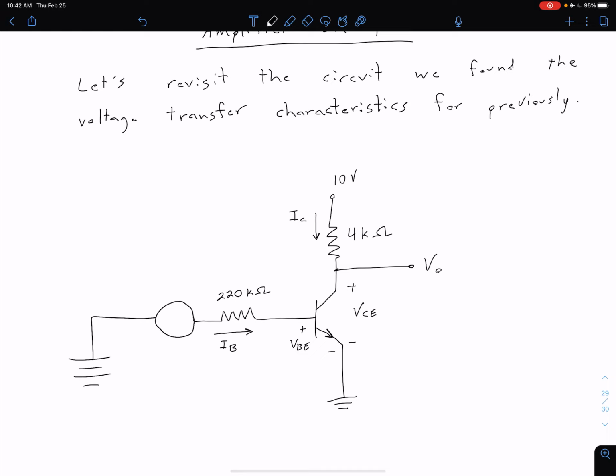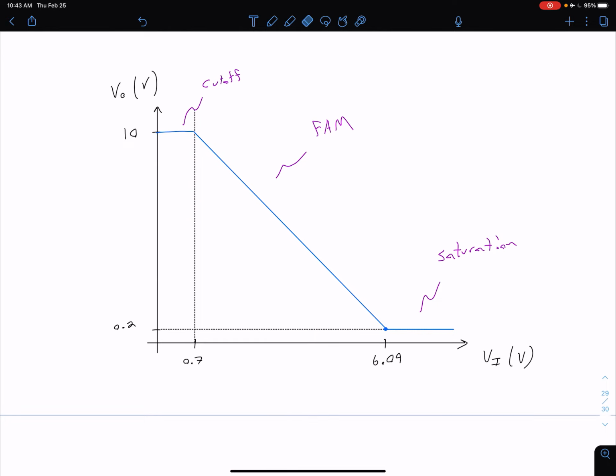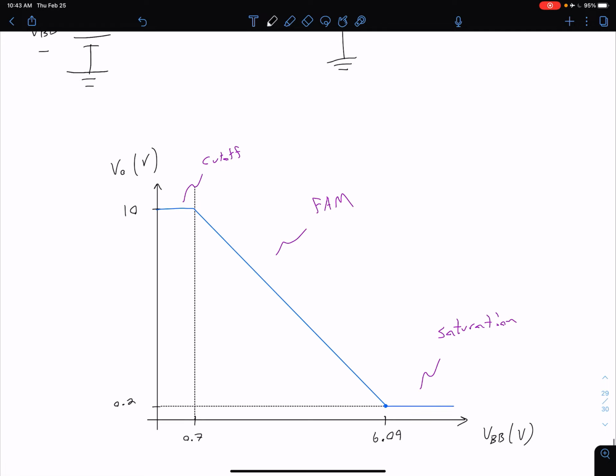So we still need to have that DC voltage to help us bias our circuit, but now we have this small time varying signal. Let's call this lowercase v_i, which is equal to 0.4 sin(ωt), in units of volts. The 0.4 is a relatively small value compared to, for instance, our 10 volts supplying our collector side over here. And let's call our DC input voltage that's going to be biasing our transistor V_BB. So we can come down here to our diagram and change this from V_I to V_BB just to keep our notation consistent.